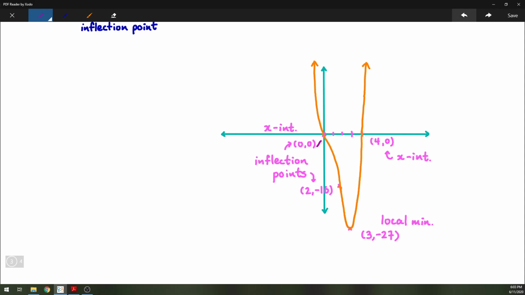Okay, so that's how we can use the first and second derivative test to draw a fairly accurate sketch of a polynomial function in this case.